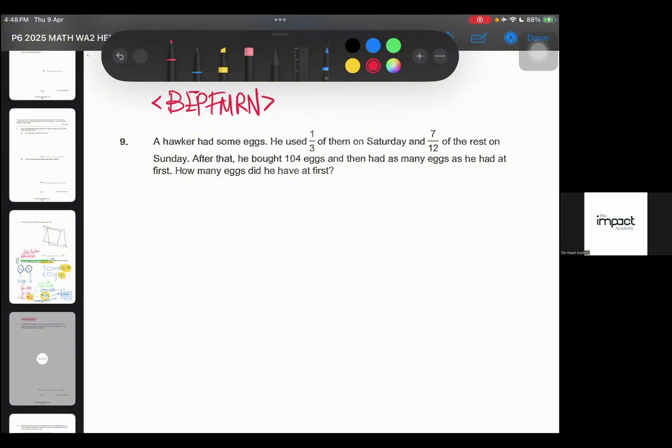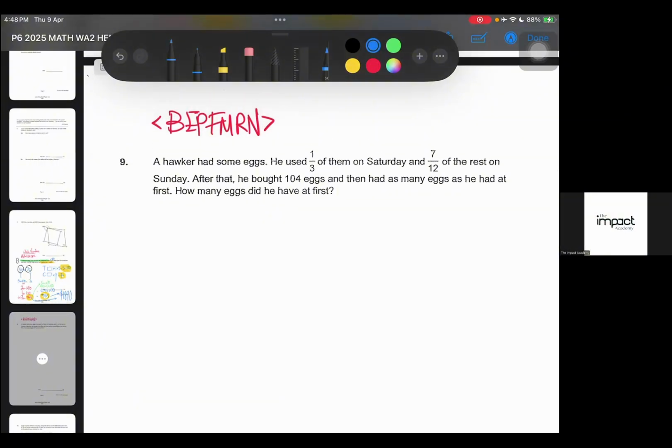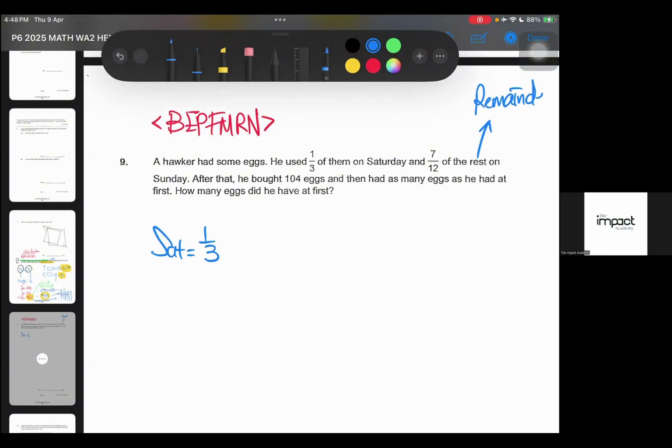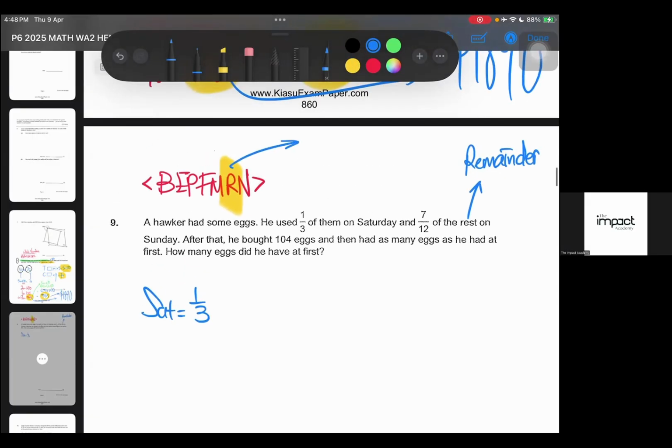Now the question says a hawker had some eggs. Then what happened? He used 1/3 of them on Saturday. So on Saturday, we know it's 1/3. And 7/12 of the rest on. You see, the word rest also means remainder. Very good. You are going to be highlighting R, so under remainder, you're absolutely correct.